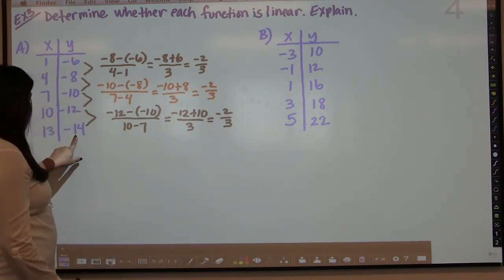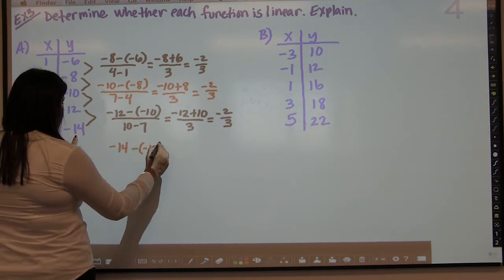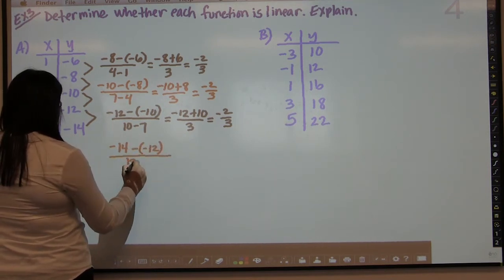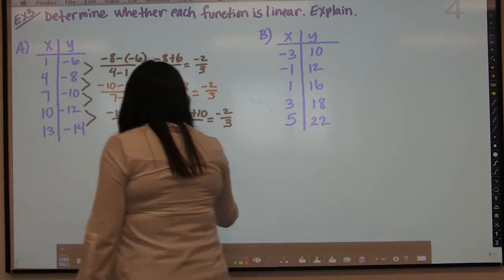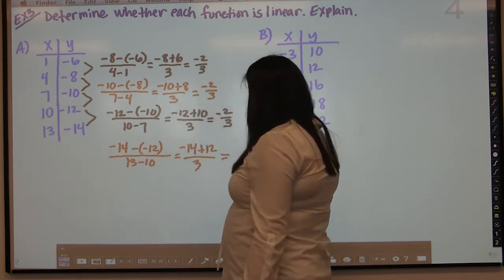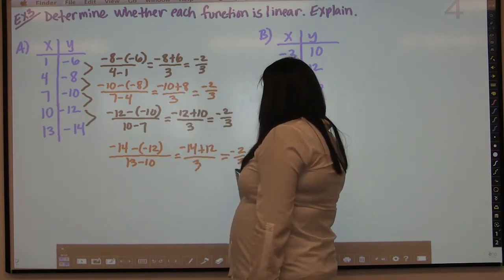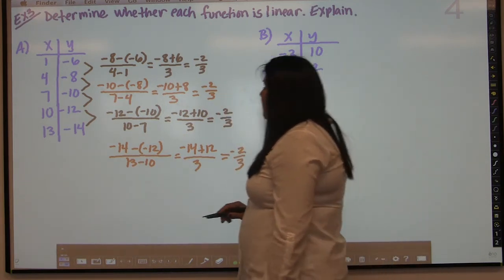And the last one is going to be here, so we're going to go -14 minus -12 over 13 minus 10, which is -14 plus 12 over 13 minus 10, which is 3, and once again we get -2/3. Now because all of these had the same rate of change, then we know that this is in fact linear.